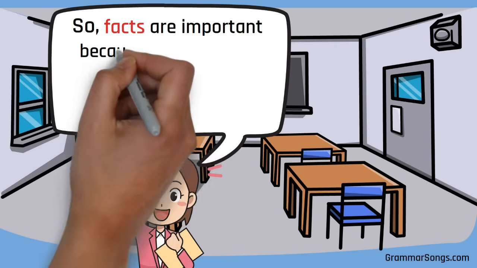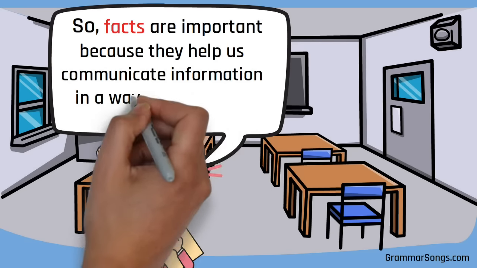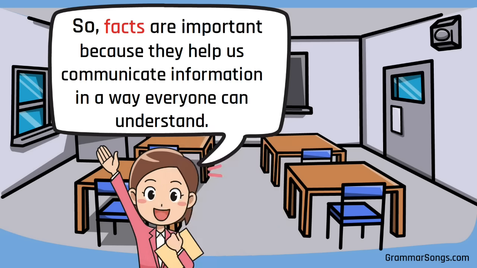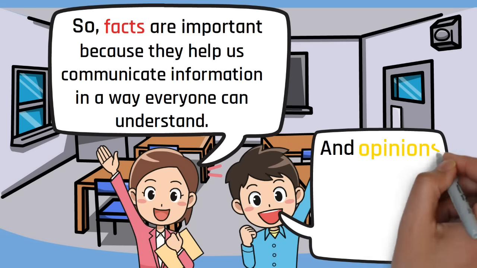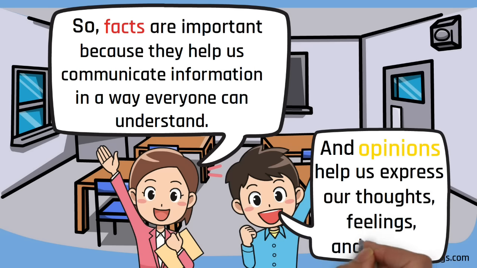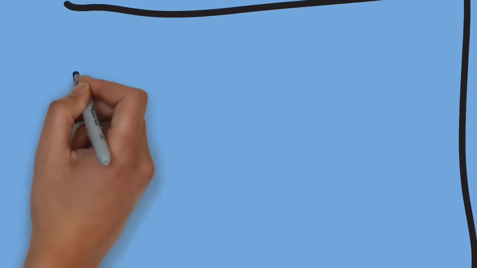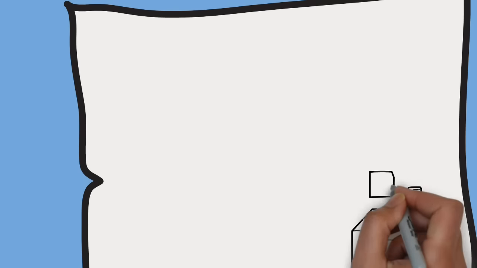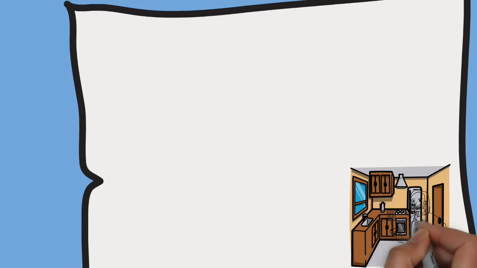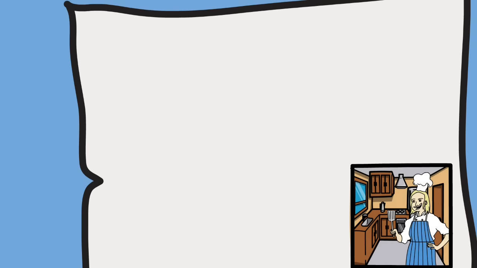So facts are important because they help us communicate information in a way everyone can understand. Very good. And opinions help us express our thoughts, feelings, and beliefs. Yes. So how does this help me when I read? You are asking an excellent question. Understanding the difference between facts and opinions can help you go beyond the literal meaning of statements to think more critically.